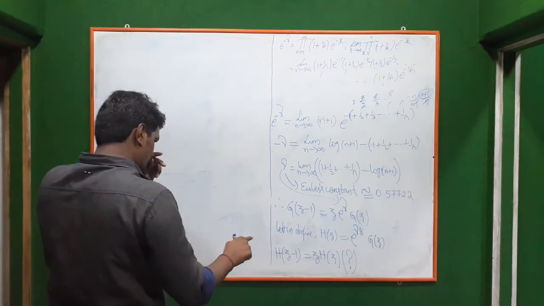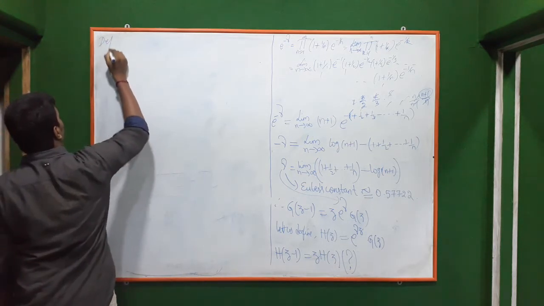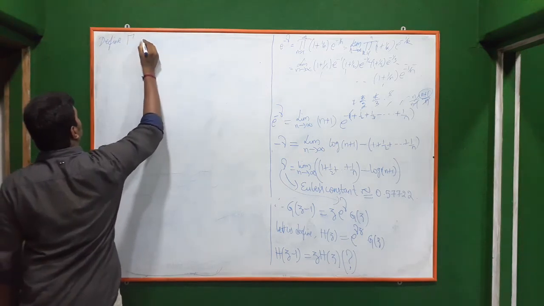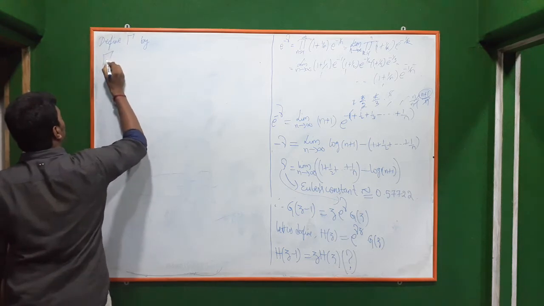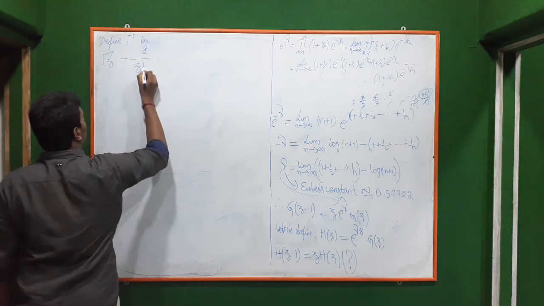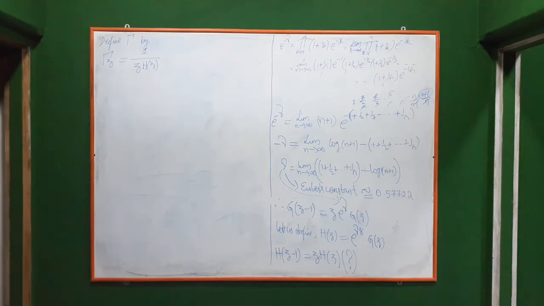So we defined h of z minus 1. Now we can define our gamma function. Define gamma by gamma of z is 1 by z into h of z. This is the gamma function. Okay, 1 by z into h of z.